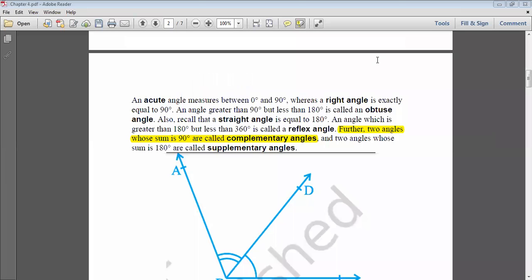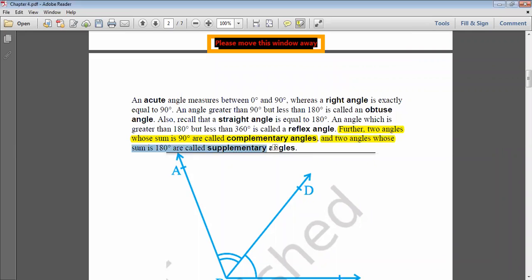Now, similarly, there is another one also. Two angles whose sum is 180 are called supplementary angles. What do you mean by that? Supplementary angles are those angles whose sum is 180 degrees. Clear? Yes, sir.